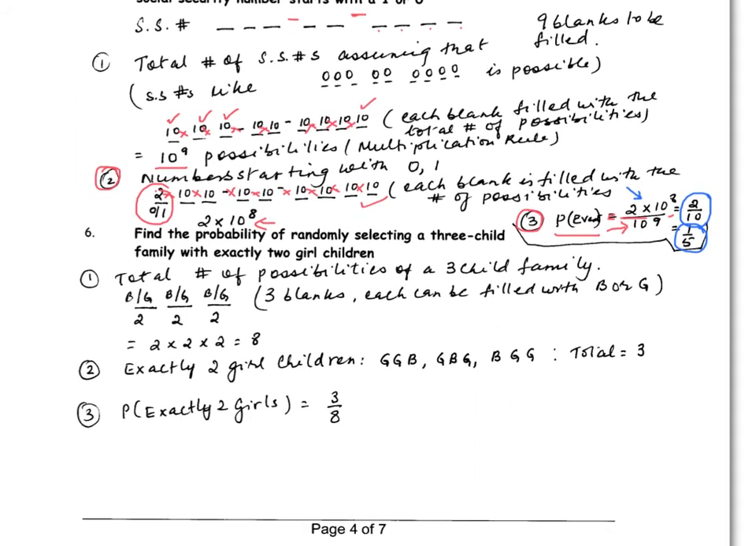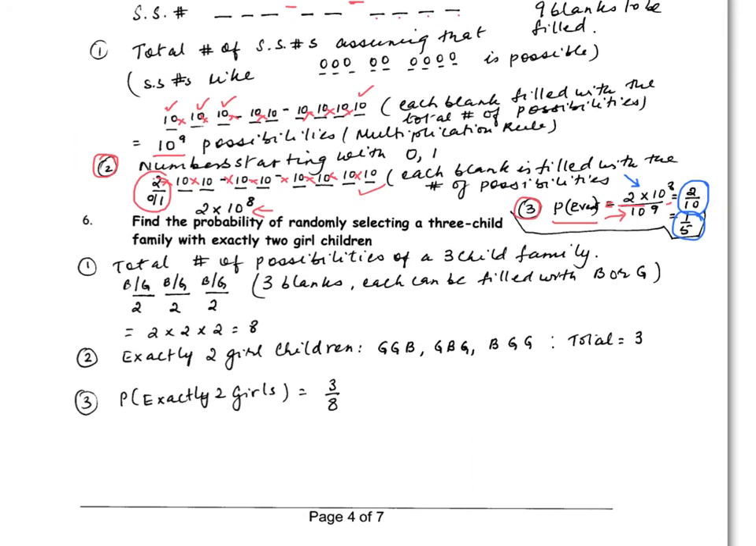Now look at the next problem. Find the probability, again it's a probability, of selecting a 3-child family with exactly two girl children. So again, we need to think in three steps. What's the total number of possibilities of a three-child family? So when I say what are possibilities, it's like listing something. For example, boy, boy, girl. That's a possibility, but that's not the only one. You have many other possibilities, like, for example, girl, girl, girl, and so on.